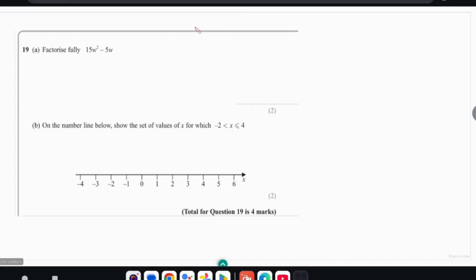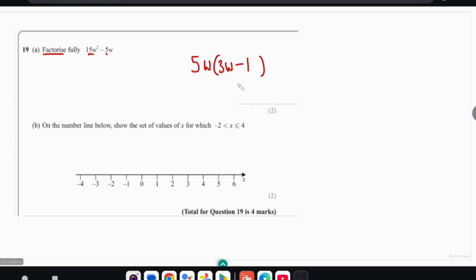Factorise fully. So factorise means put back into a bracket. Highest common factor of 15 and 5 is 5. W is in both of these. What you multiply 5W by to get 15W squared: 3W. And what do you multiply 5W by to get 5W? Just 1. There's your answer.